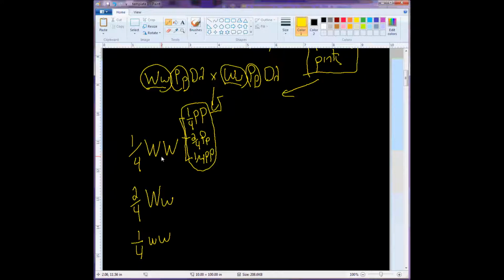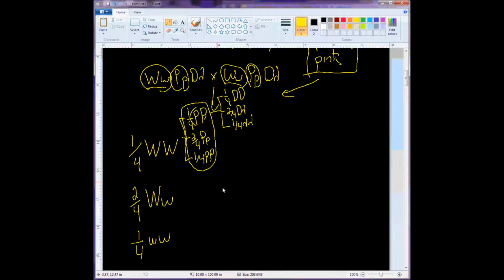So of all the progeny that inherit 2 big W alleles, 1/4 of them are going to inherit 2 big P alleles, and 1/4 of those are going to inherit 2 big D alleles. 2/4 are going to get a big D and a little d. 1/4 are going to get 2 little d's. So this problem could get really long, but again, we have a specific goal here, right?